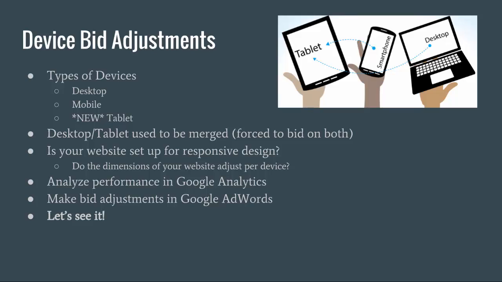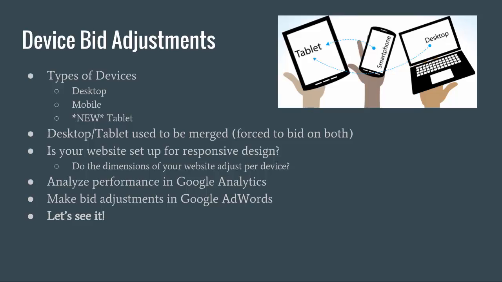But let's say you aren't set up for responsive design. My recommendation would be, let's say you only care about desktop traffic and you want to ignore mobile, I highly recommend you put a minus 100% bid modifier on tablet, so that way you're bidding 0 for tablet devices and also for mobile. Again, you should be set up for it, but if you're not, that's the next step that you'll have to do here.